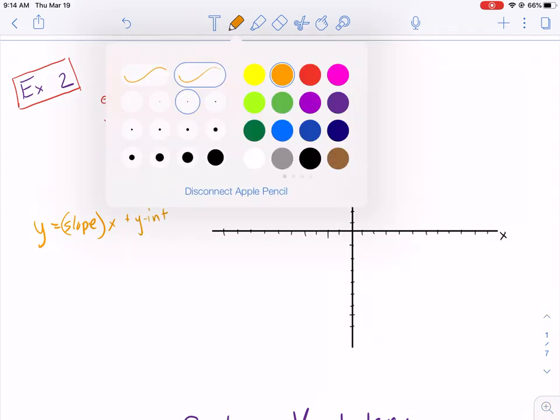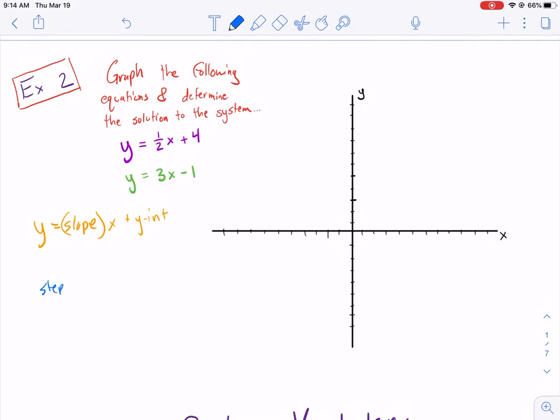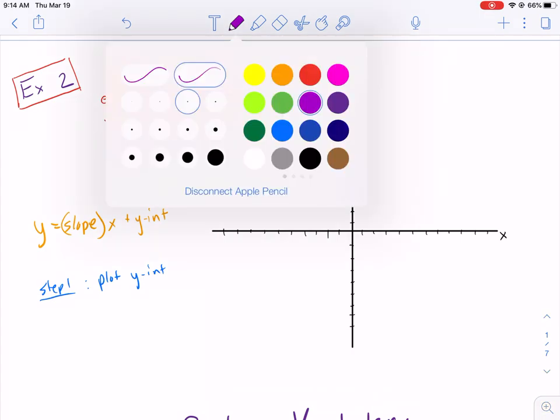Okay, so the first thing we need to do is step 1, we need to graph. But what is step 1 of graphing? The first thing you do is you plot the y-intercept. Let's do the purple first. So if we're looking at the purple equation, we need to identify our y-intercept. It's the number by itself with no x next to it, so it's 4. So we're going to start by plotting 4 on our graph. Right there, 1, 2, 3, 4, there it is.